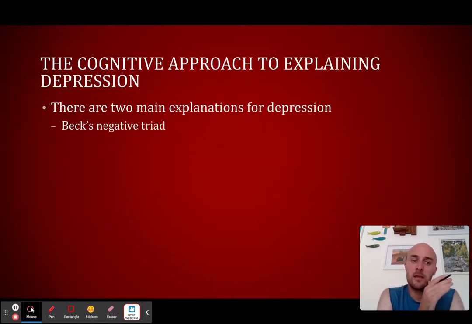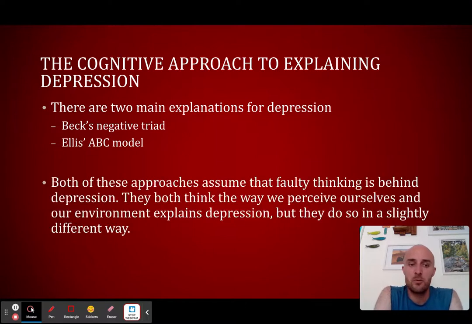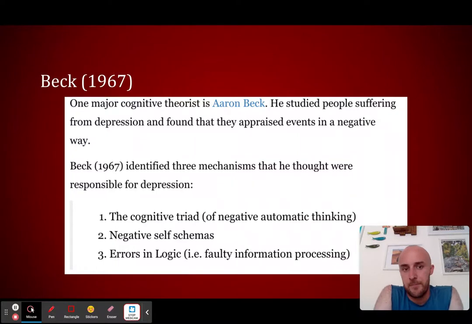So we're going to be looking at Beck's negative triad. Tri means three, and there's three parts to this. But we're also going to be looking at Ellis's ABC model as well. But both of these approaches are exactly the same in that they both say faulty thinking is behind getting depression. So the way we perceive ourselves, the way, our environment, so on and so forth. Fine. Let's make a start.